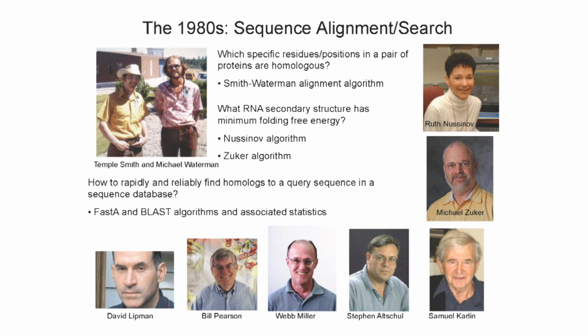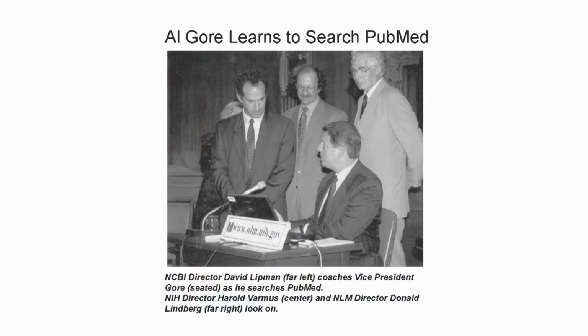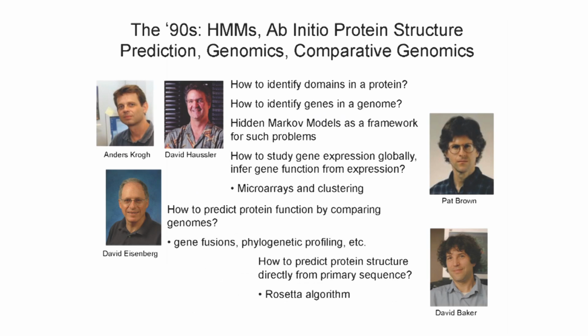Also progress in RNA secondary structure prediction from Nussinov and Zuker. We'll talk about all of these algorithms during the course. And there was also development of literature databases. I always like this picture. Many of you probably used PubMed, but Al Gore was well coached here by these experts on how to use it. And then in the 90s, computational biology really started to expand.